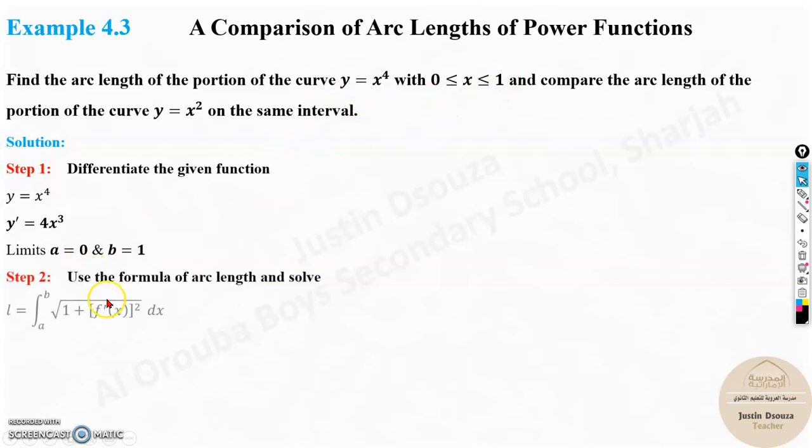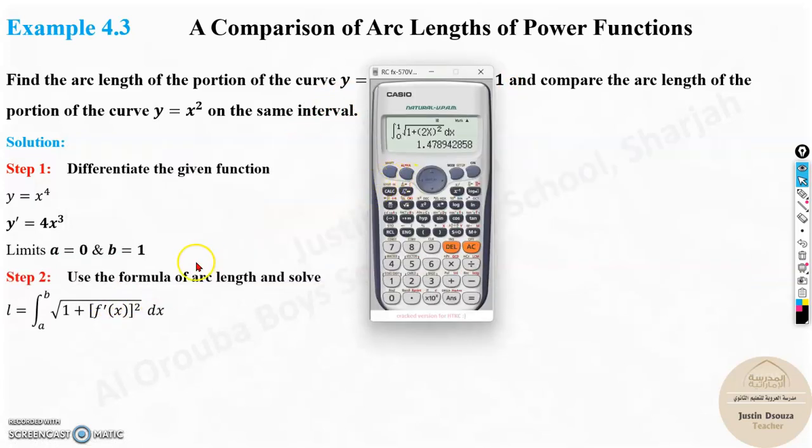Write it in the formula over here. Because we just solved the previous problem, I'll just change it over here. It is 4x to the power 3. And the same limits, everything is the same. The answer is 1.6. It's basically 1.6 units.